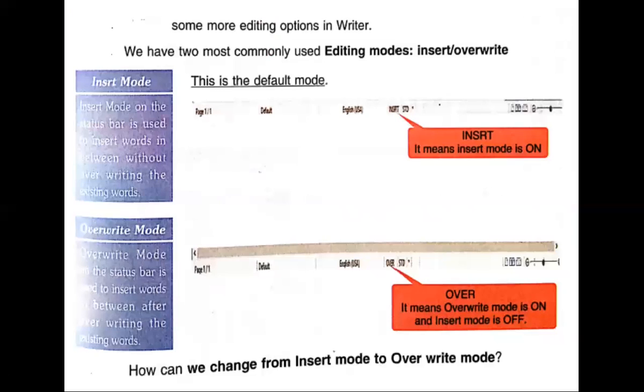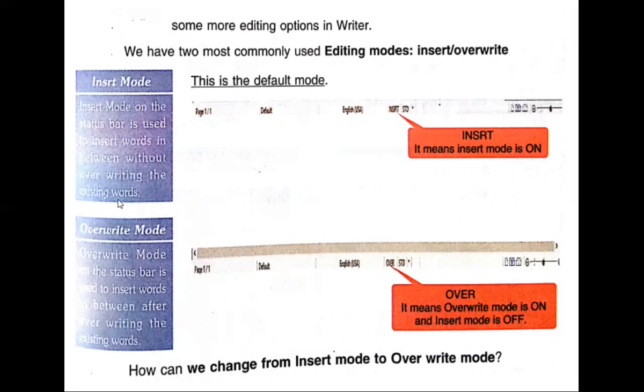Next, some more editing options in Writer. We have two most commonly used editing modes, insert and overwrite. Insert is the default mode. It means the insert mode is on. Insert mode on the status bar is used to insert words in between without overwriting the existing words.